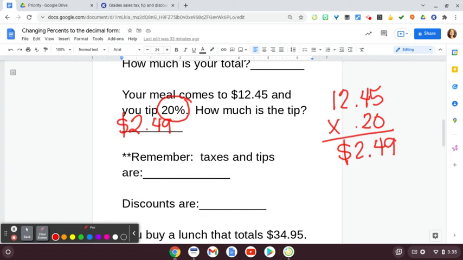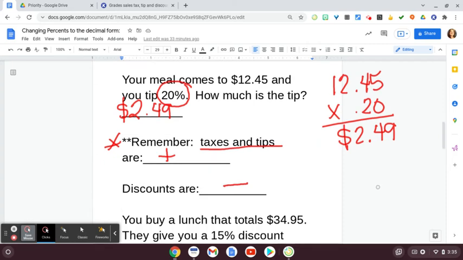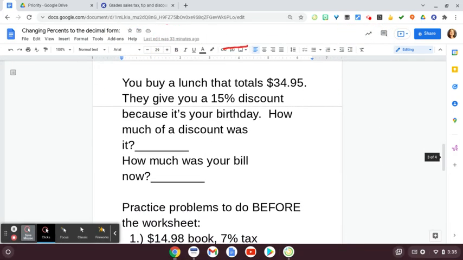So most important thing that I need you to remember, this is very important, taxes and tips are always added to get your total. Now discounts are the opposite. They're sales, and they're going to be subtracted from your original amount. So let's take a look at a couple of examples from here.